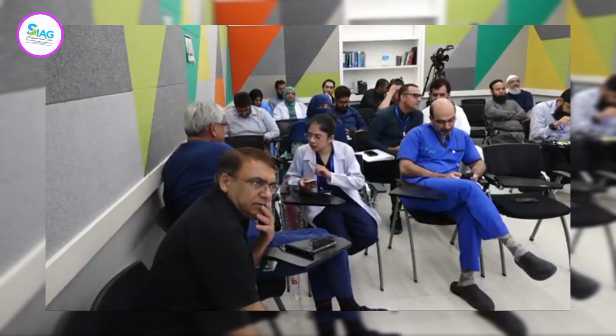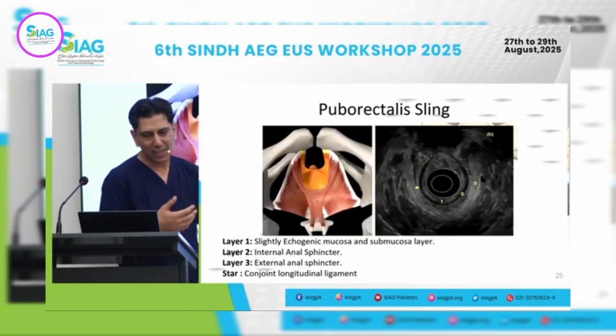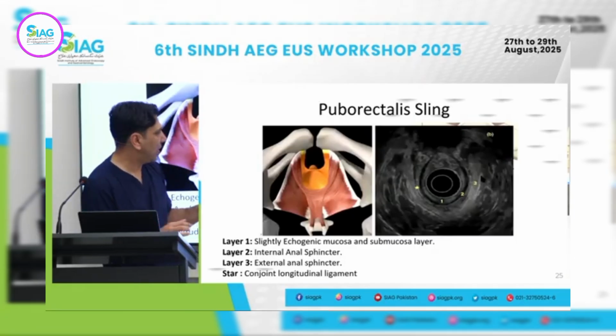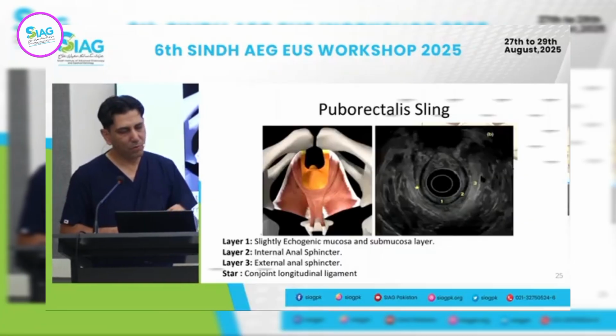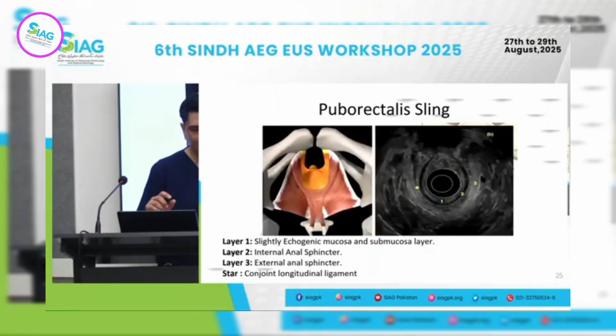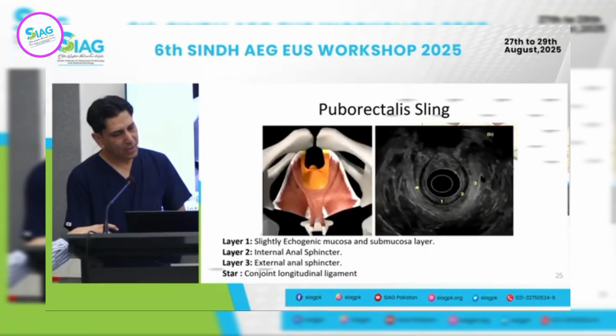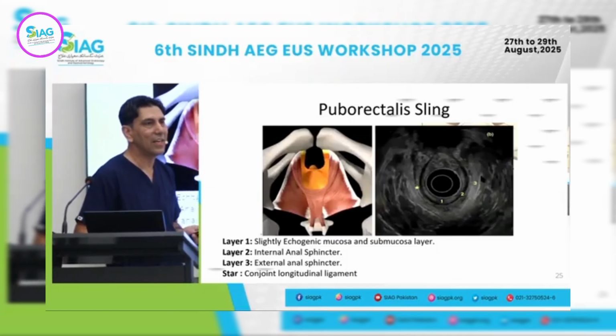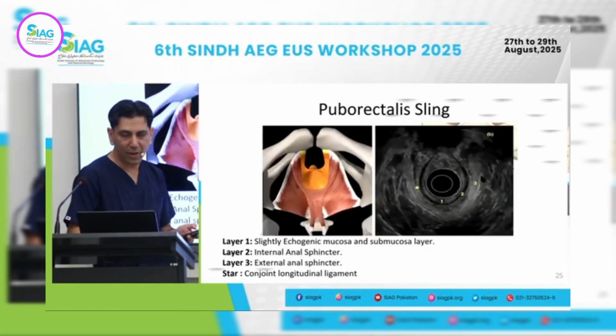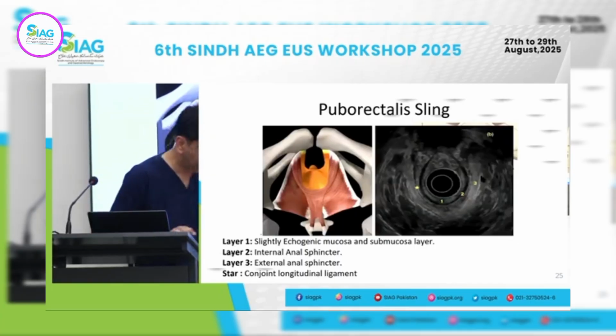So we talked about this, the puborectalis sling, looking again at these different layers. So 1, 2, and 3. Again, this star was the CLL or conjoint ligament, and then layer 2 and layer 3. The hyperechoic one is the external anal sphincter, and the 2 is the internal anal sphincter.